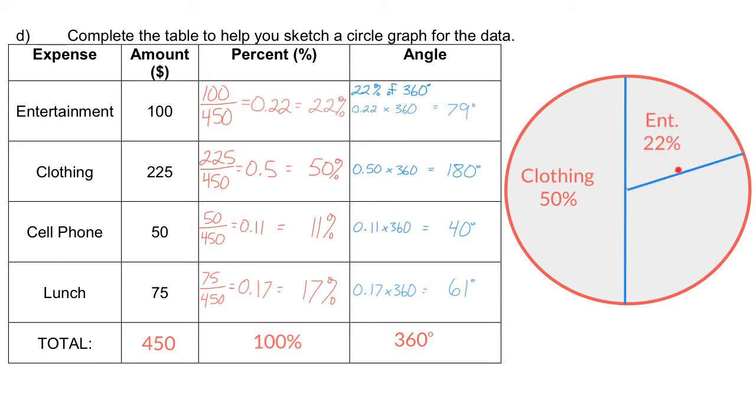And I'm just eyeballing this. I don't have a protractor on my iPad here, so I'm just estimating a 79-degree angle here. For my other spaces, I have cell phone, which is a 40-degree angle, and lunch, which is a 61-degree angle. So I can use my protractor to measure that. And once I've made my measurements, I can just label my pieces, and now I have a pie chart, or circle graph. And it looks pretty good, I think.